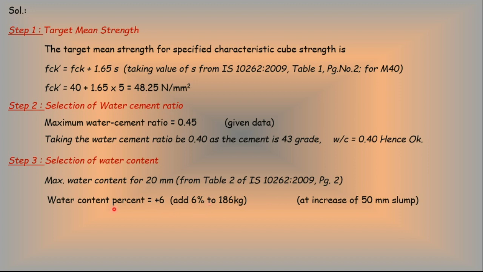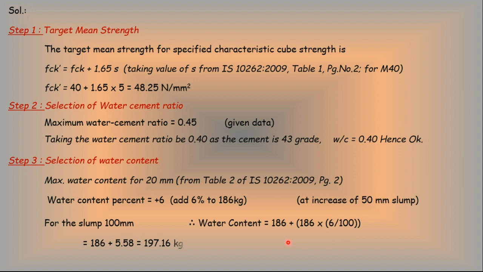So increase in water content will be 6% of 186 kg of water, that is 186 liters of water. For the slump 100 mm, therefore water content will become 186 plus 186 times 6 divided by 100. Answer comes out to be 186 plus 5.58 equals 197.16 kg, in liters also.